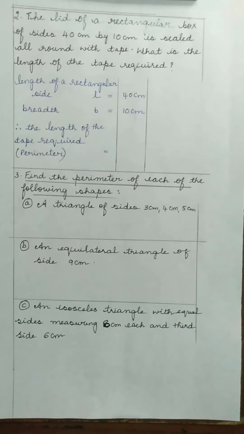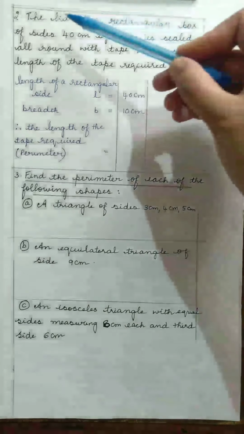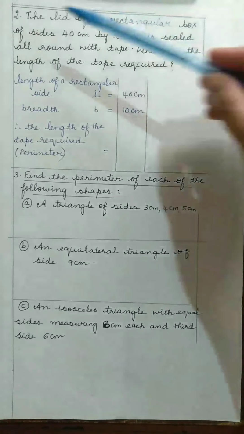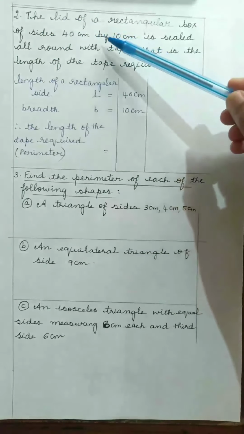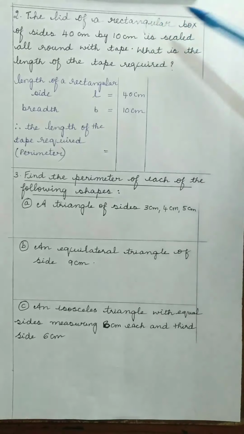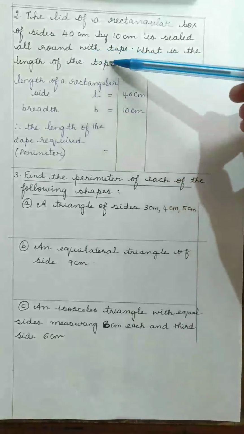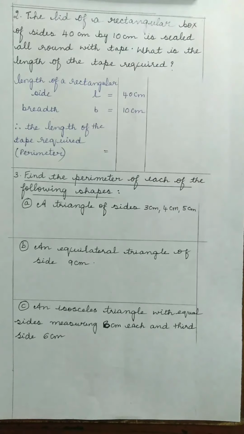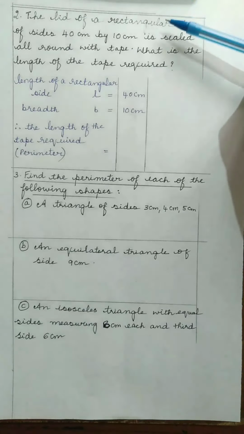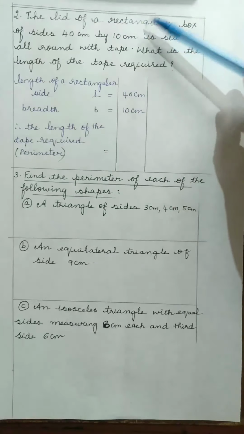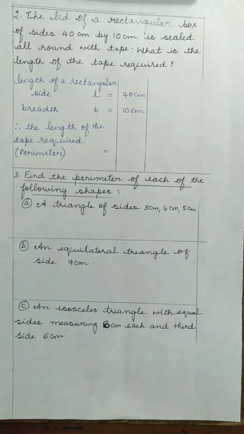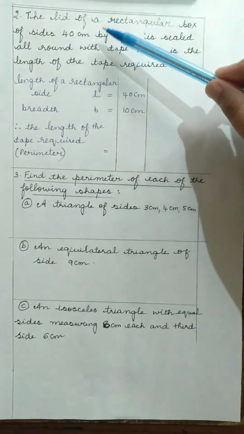Now let us move on to the second question. The lid of a rectangular box of sides 40 centimeter by 10 centimeter is sealed all round with the tape. What is the length of the tape required? That means the lid is in the shape of a rectangle, the lid of a rectangular box. So, there is a box which is in the shape of a rectangle of sides 40 centimeter by 10 centimeter.